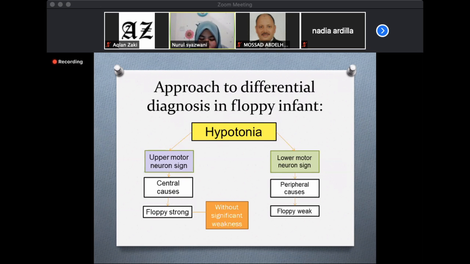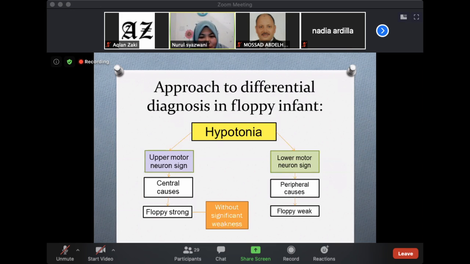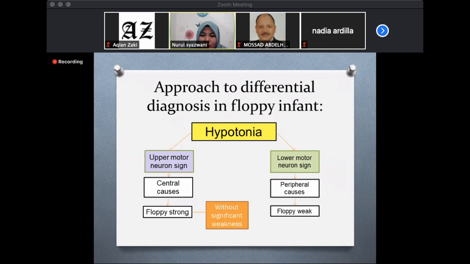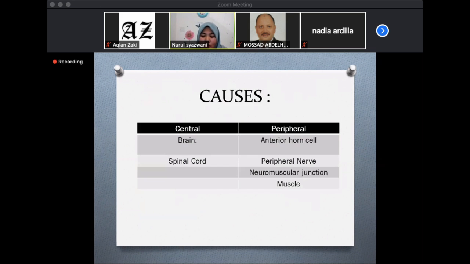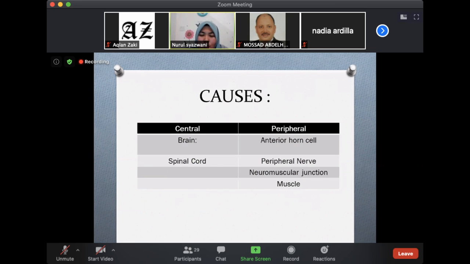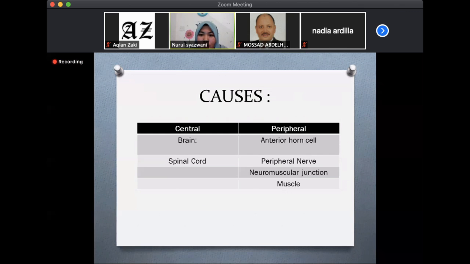After we locate the neuroanatomical site of the lesion, then we need to determine whether the hypotonia is accompanied by weakness or not. If there is no accompanying weakness, then we call it floppy strong. But if there is weakness, we call it floppy weak. These are the causes which I separated. The central causes are from the brain and spinal cord. Peripheral causes can come from the anterior horn cell, peripheral nerve, neuromuscular junction, and also muscle.